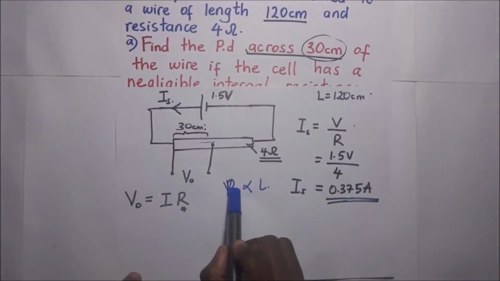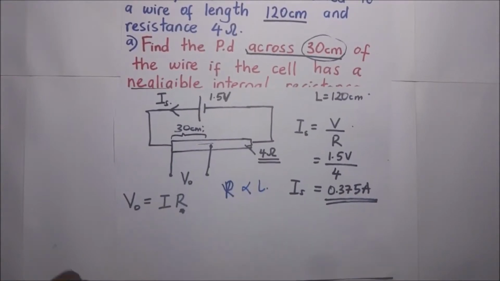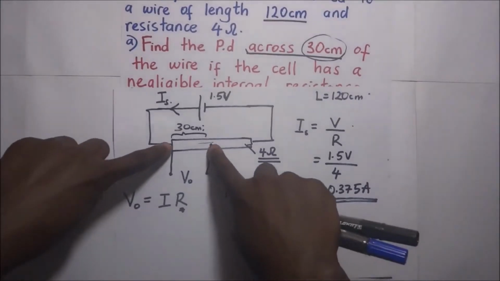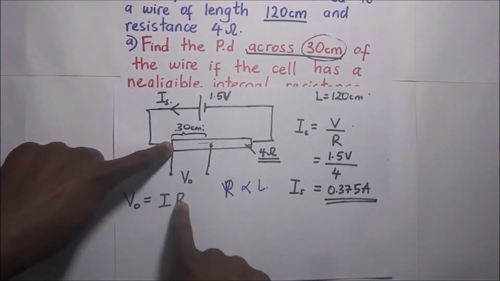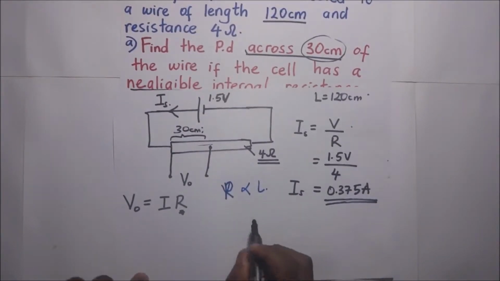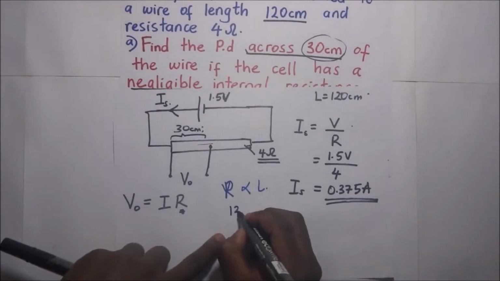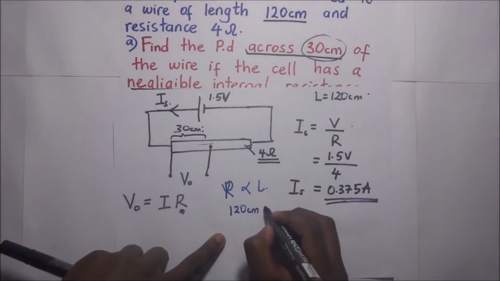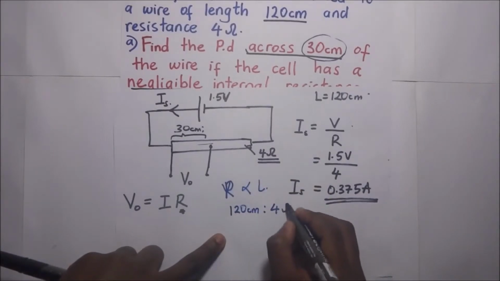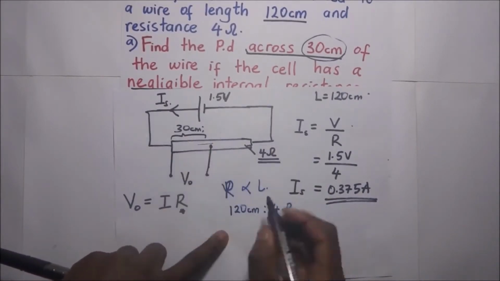Since we know that the resistance of the wire is directly proportional to the length of the whole wire, we can find the corresponding resistance of that portion of the wire, so that we are able to put it right there, because it's what we are interested in. So to find the corresponding resistance of that portion of the wire, we shall say that 120 centimeters is equivalent to 4 ohms. So what about these 30 centimeters?